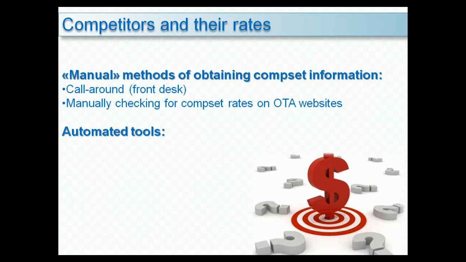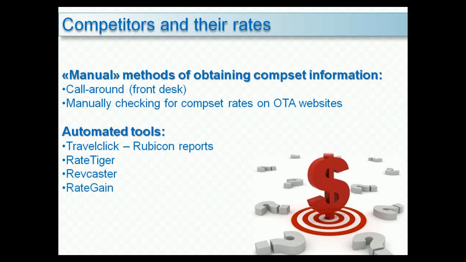There are also automated tools that can be used to check for comp set prices. There is TravelClick providing Rubicon reports. There is RateTiger, RevCaster, RateGain, and other different companies that provide these tools at relatively inexpensive monthly fees. So they're on a subscription basis, and I would recommend that you save your time and make your life easier by subscribing to one of these tools. They're really not expensive, and it will save you a lot of time.